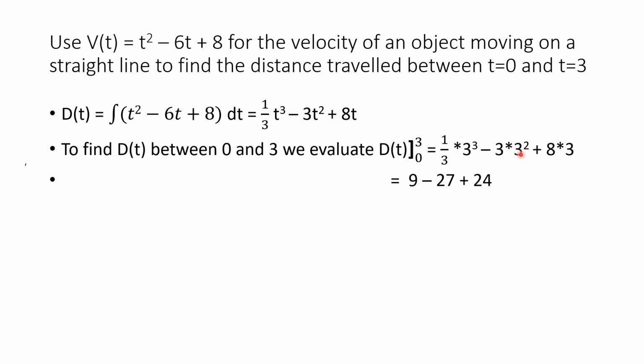And then negative 3 multiplied by 3 squared. 3 squared is equal to 9, and 3 times 9 is going to give us 27, so minus 27. And 8 multiplied by 3 will give us 24. If we do the math we can see that this will result in 6 meters, because the unit is meters, so the distance traveled will be 6 meters.